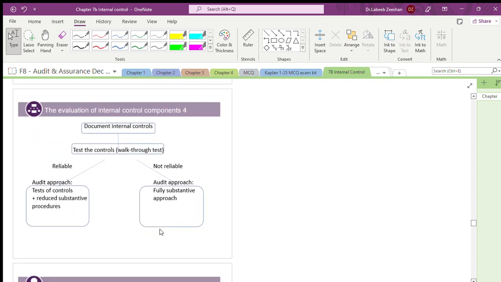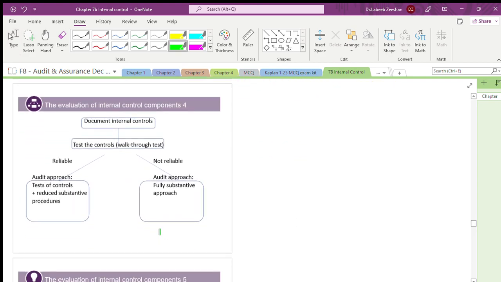This is how we are going to evaluate, how we are going to check, to ensure that the controls are effective or not. Documenting the internal controls, what do we have to do? We will do a walkthrough test. Walkthrough test is simple. Again, I am going to explain it.